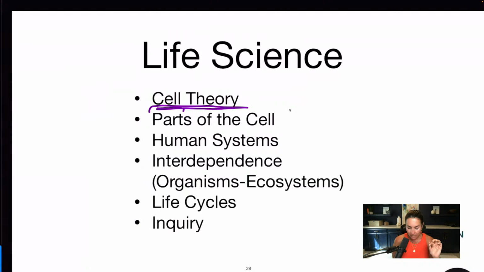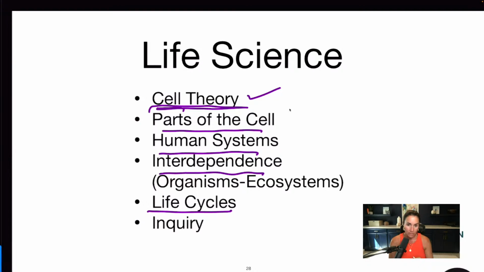But life science is everything from cell theory all the way to life cycles, like big life cycles on Earth in the biosphere. So everything from a single cellular organism all the way out to an ecosystem full of different organisms. So it's got a lot, and you're going to be asked a lot of different questions. So everything from parts of the cell and how they work to parts of humans and also animals, interdependence, organisms and ecosystems, and how other organisms are interdependent on one another.